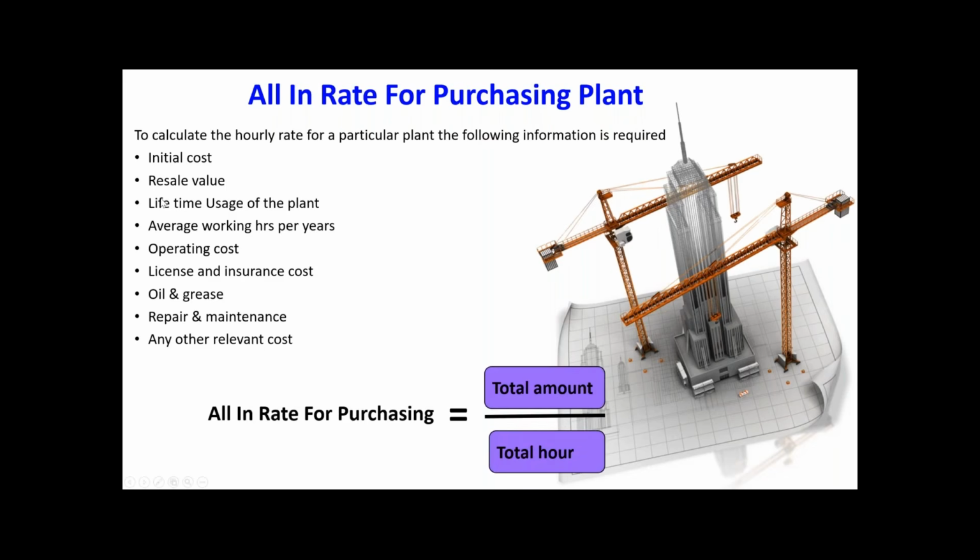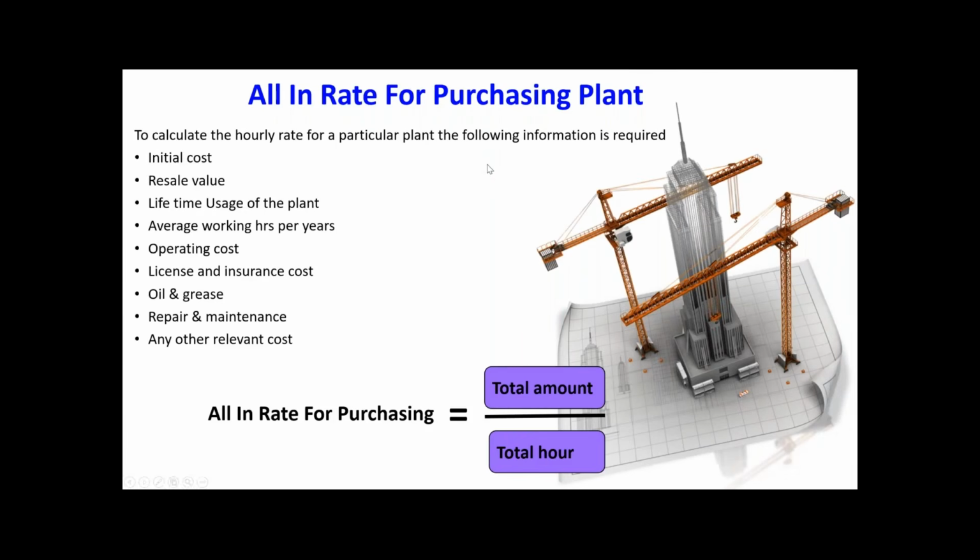So including all these costs, you will calculate the total amount that you really incurred during a certain period. So take the total amount, take the total period hours, then you will get the all-in rate for hourly or daily, based on the way you want. Either you want hourly or daily, you can calculate. So this is how we calculate the all-in rate for purchasing plant.